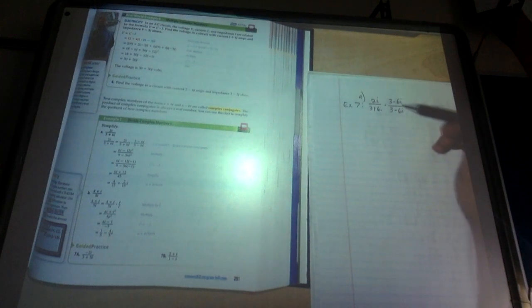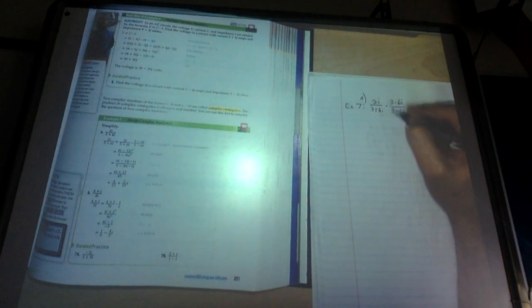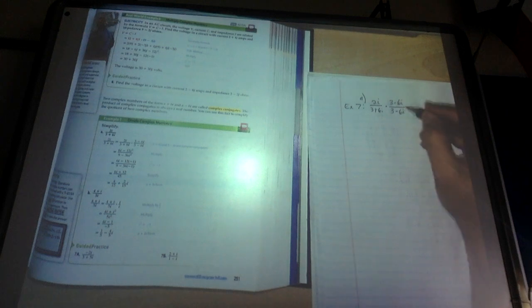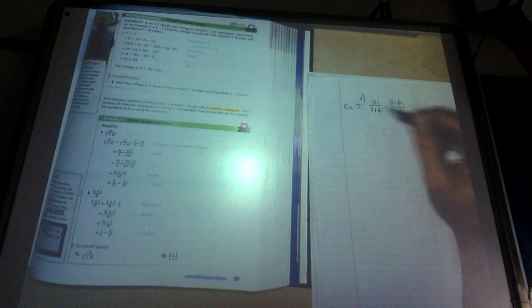And if I do it on the bottom, I'm also going to do it on the top. So let me introduce you. This right here looks tricky, but all that's happening is I am multiplying this problem by a special form of 1. 3 minus 6i divided by 3 minus 6i is the equivalent of the number 1. If you multiply a problem by 1, you don't change it. So this is how we're going to do it.